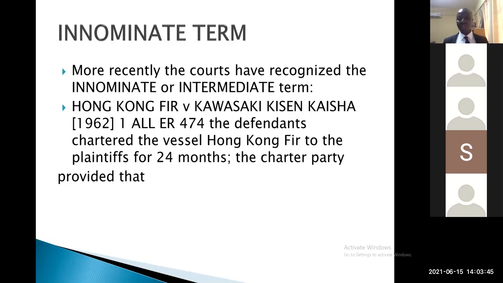Let's look at what happened in that case, and then we'll use that to discuss the development of this new category of term we called innominate or intermediate term. Now, in the Hong Kong Fair case, the plaintiffs own a ship which they chartered to the defendants for a period of 24 months from the delivery of the ship at Liverpool in February 1957. So this was a charter party.